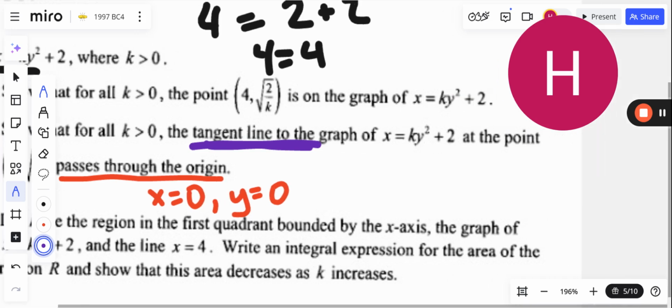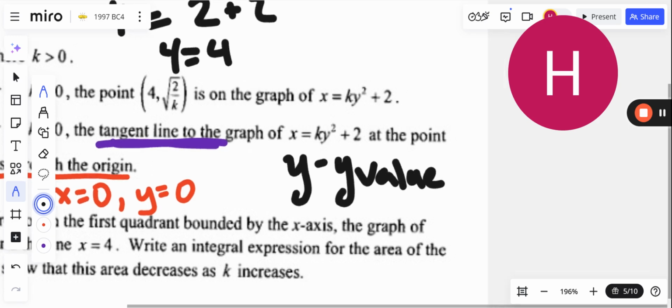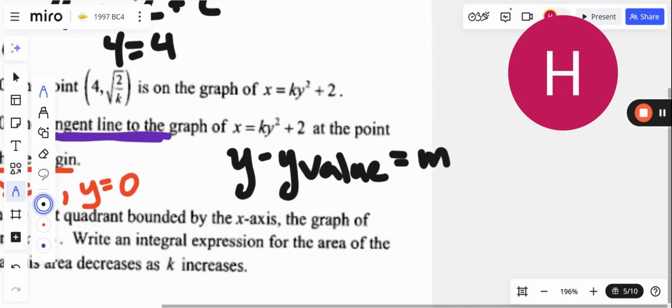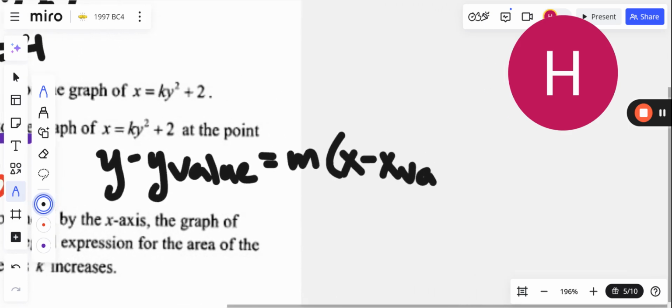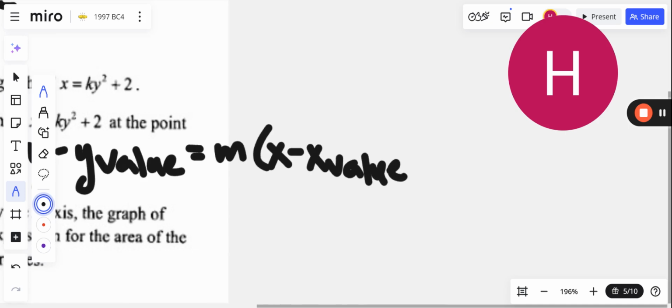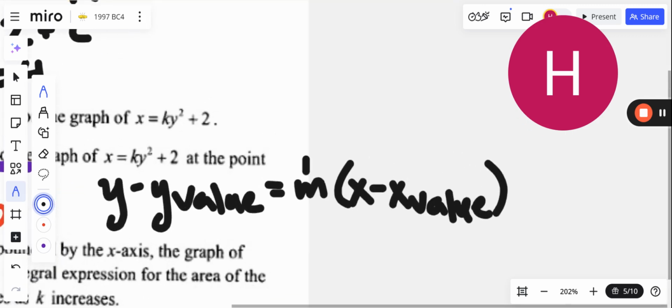So that means we need the equation of the tangent line. When you see equation of tangent line, you need to write this down. y minus y value equals m, which is the slope, times x minus x value. Now the slope, even though we were given an x equals a function of y type equation, the m, the slope, is still dy dx. Still the rise over the run. The dx over dy would not give us the rise over the run.